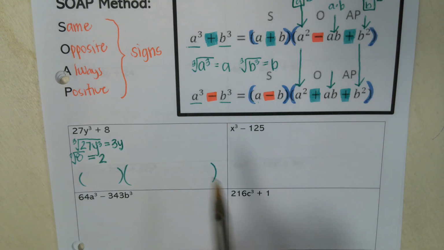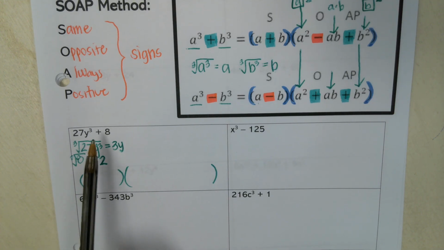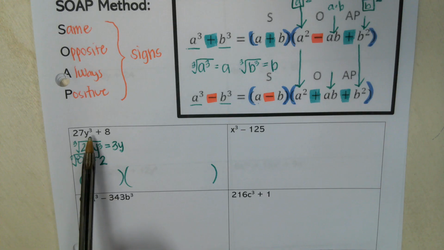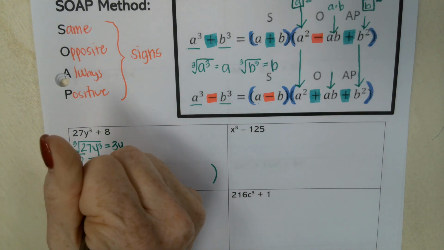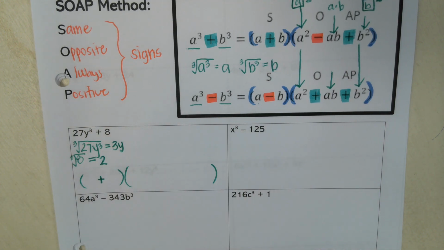Now, this was a what? A sum of cubes. So I'm going to start out with the same sign in my first set of parentheses.